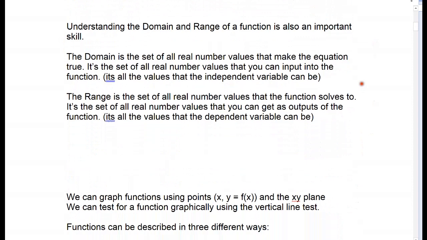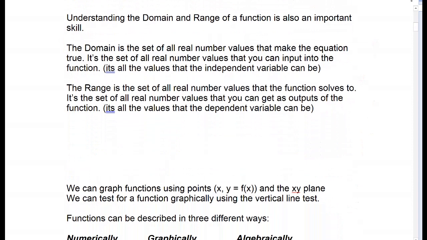We're going to understand domain and range in basic forms. We're not going to go into great detail like you would if you were in an algebra class. You should have talked about domain and range somewhere in an algebra class. We're going to stick to it mostly in terms of applications. Applications will have certain domains. Applications will have certain ranges. So the domain is the set of all numbers that make my equation true, the set of all real number values that I can plug into the function to make it make sense.